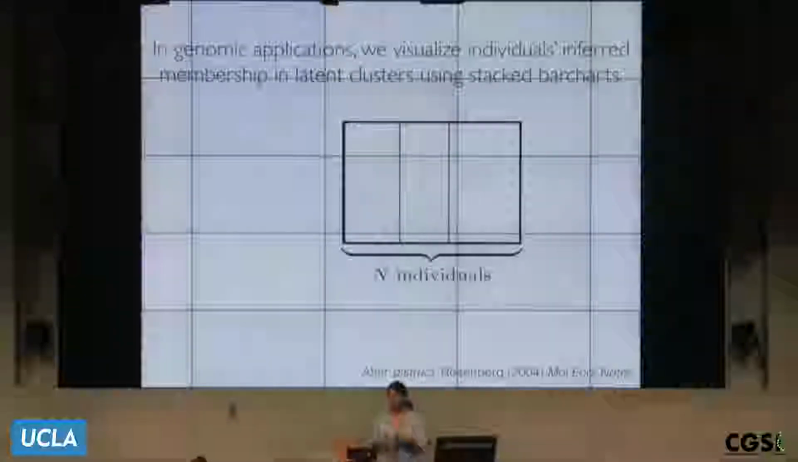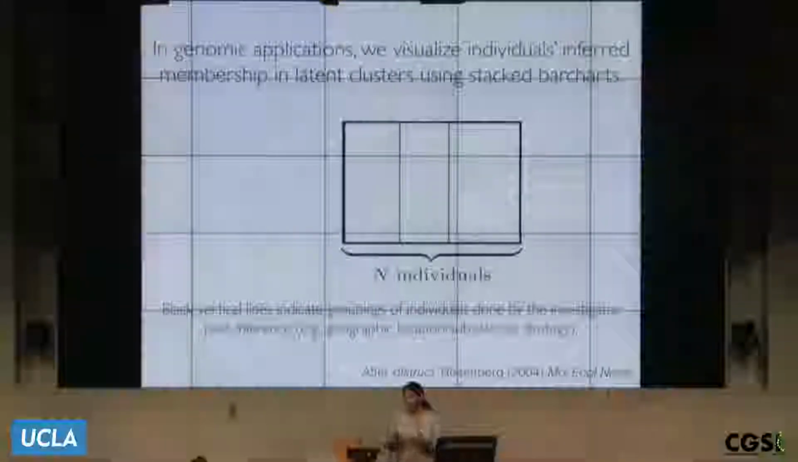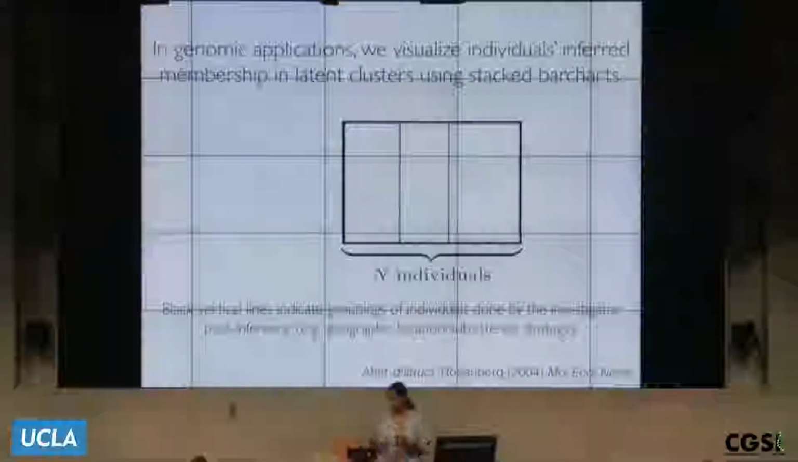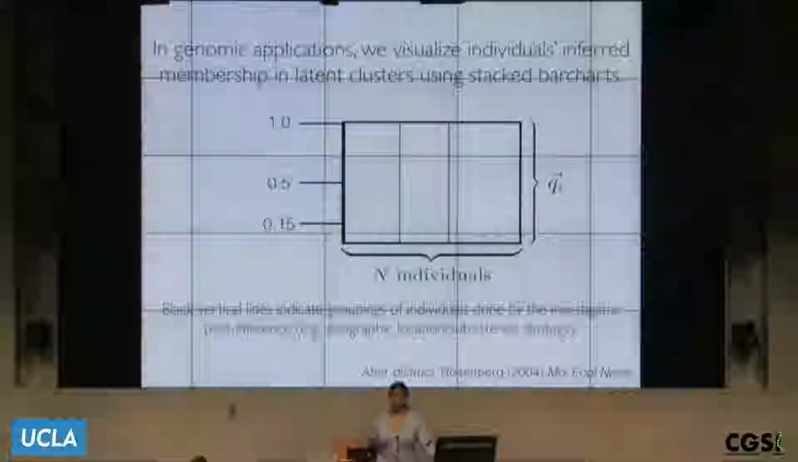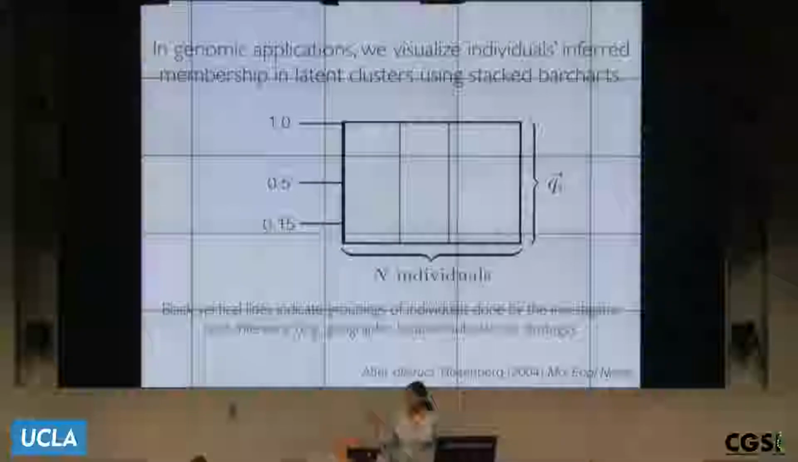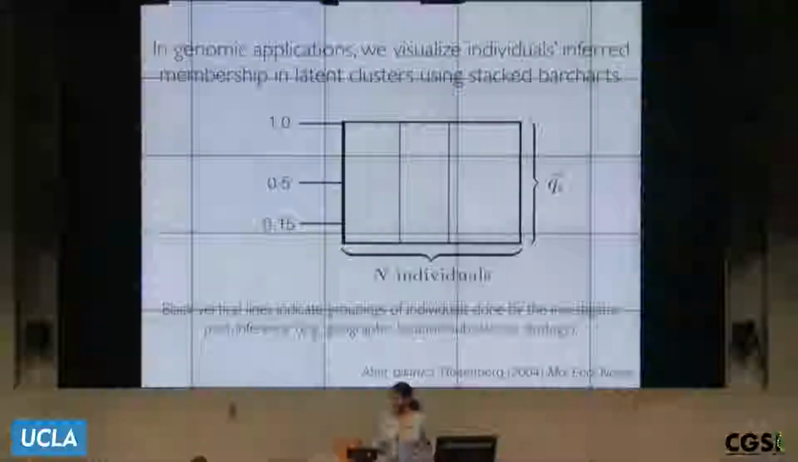So you might have n individuals along the x-axis, and then these black vertical lines, which the investigator will put on the output post hoc. And these will represent the groupings of the individuals that the investigator knows about a priori, but were not part of inference, right? So these might be things like, in a human case, language spoken or some cultural identifier or something like that. The y-axis will range from 0 to 1, and it'll be this stack chart of membership coefficients. And I'll define Q again later.